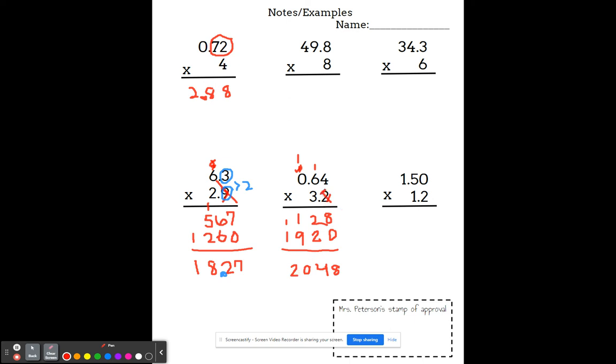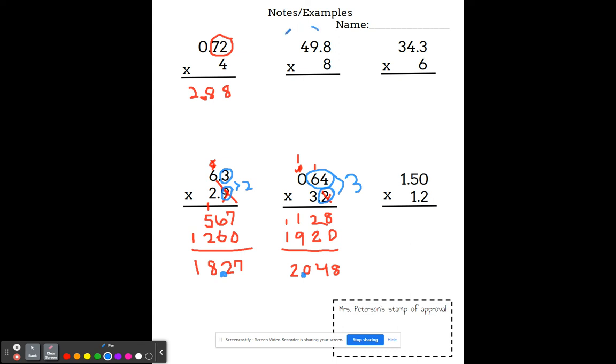When I go look at my 2 decimals, I have 2 digits behind the decimal point here and 1 here. So that's a total of 3 digits behind decimals. So I'm going to start at the back and go 3 places to the left. Your final answer would be 2 and 48 thousandths.